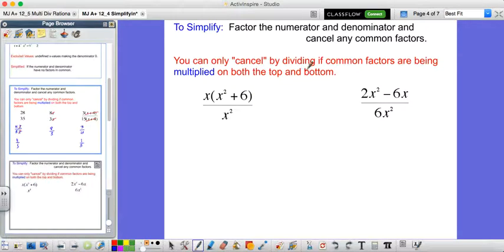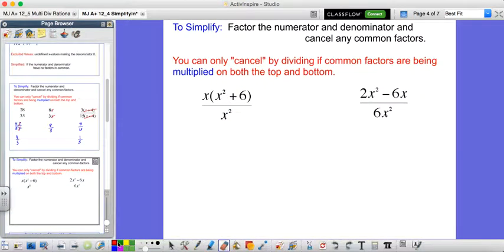Okay, let's try a couple more. We have x times x squared plus 6 divided by x squared. Now this is where it can be very, very tempting to say, oh, I have an x squared and an x squared, I'm just going to cross those off. But the issue with that is x squared is not being multiplied by 6. X squared plus 6 is its own quantity. This will always have to be grouped together. So we can't just take out the x squared. This was our rule. We can only cancel by dividing if common factors are being multiplied on both the top and the bottom. So we can't just cancel those x squareds, but here's what we can do.